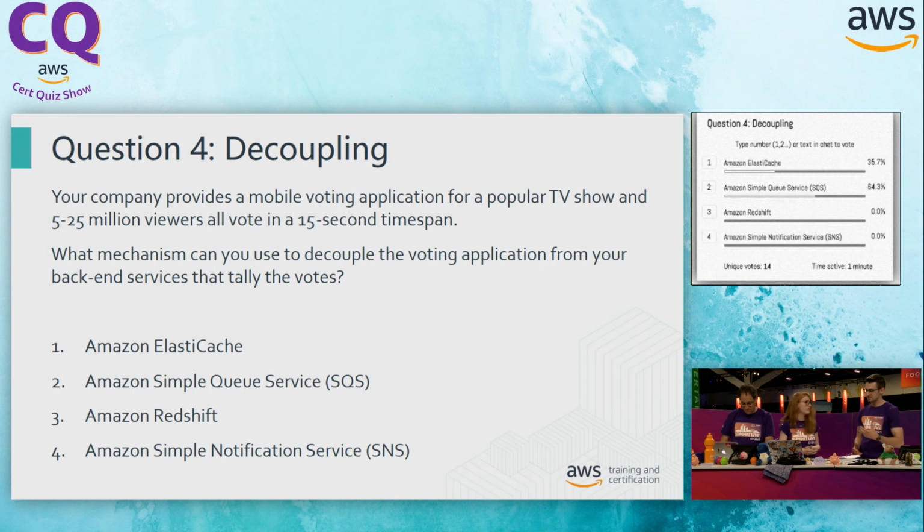Yep. Third one, Amazon Redshift. I'm not quite sure how my BI data warehouse is really going to help me in this situation when I'm being flooded with requests. So it's pretty safe, not related to what we're looking for.